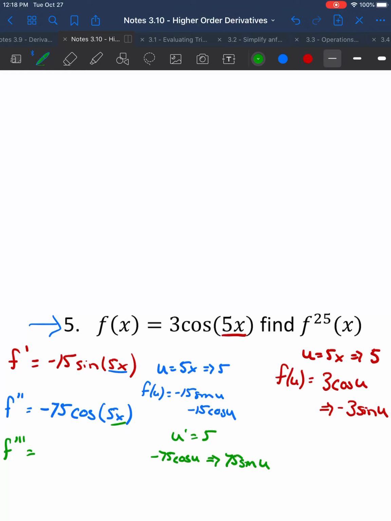Multiply those together, 75 times 5. All right, let's go one more time. I know I've got a u. U prime is 5. f of u would be 375 sine of u. Derivative of sine is cosine, so I get 375 cosine of u. Multiply it together by my u prime.